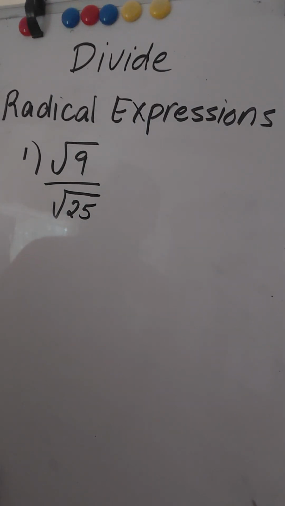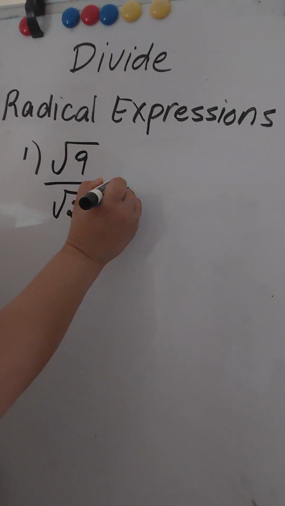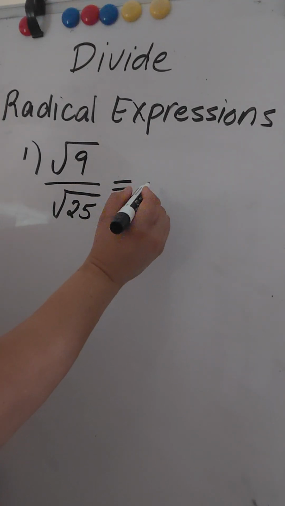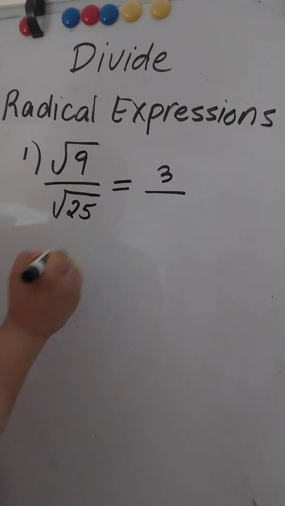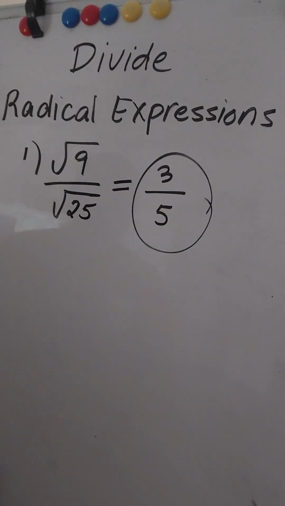Hello. Today we are going to learn how to divide radical expressions. Number one, square root of 9 over square root of 25. Notice that our radicands, both numerator and denominator, are perfect squares. So we're simply going to get the square root of those two. Square root of 9 is 3, and square root of 25 is 5. So this is our quotient in dividing these two radicals.